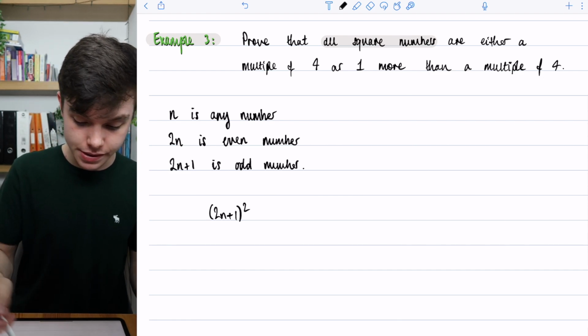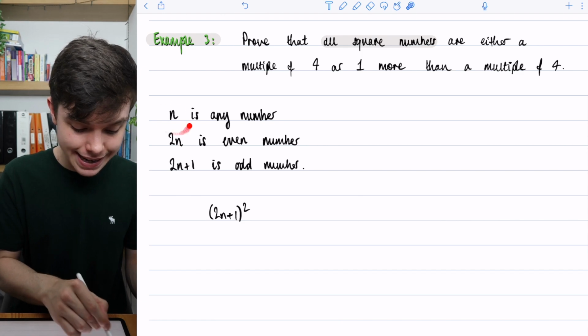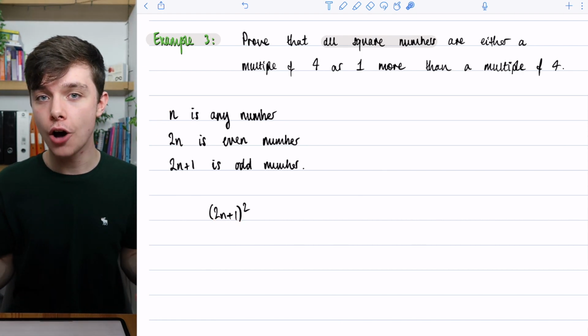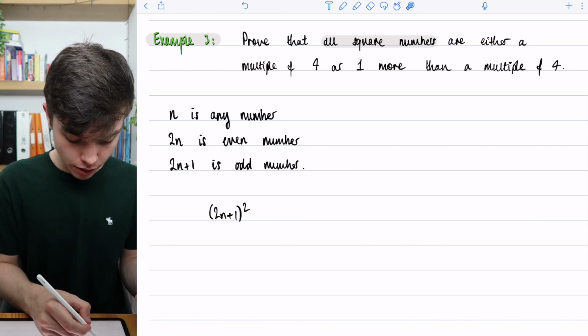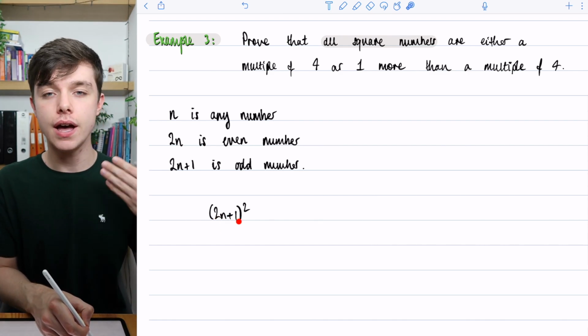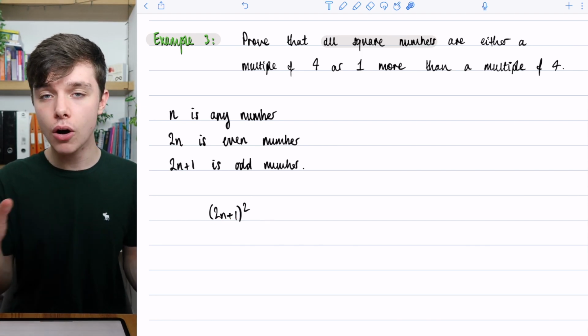Let's see what happens. The reason it's including all the odd numbers is because n is any number. So this can make any odd number. If I put n as 0 in, it will make the odd number 1. If I put n as 1 in, it will do 2 plus 1, which is 3. If I put n as 3 in, it will do 6 plus 1, which is 7. Okay, it makes all the odd numbers.